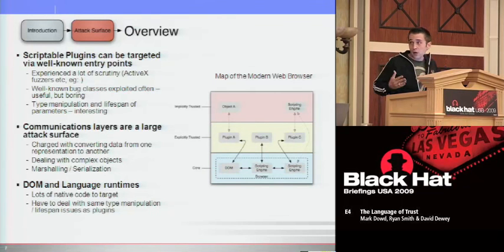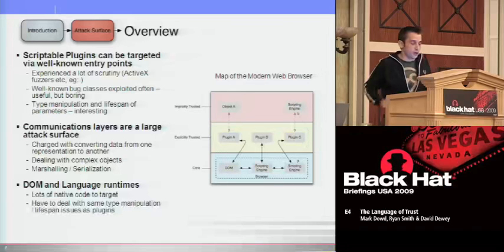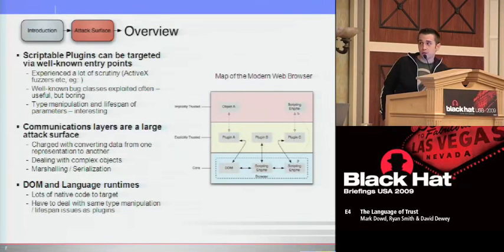So interoperability and communications, there's a really large attack surface, and it's incredibly difficult to program these things. They're charged with converting data from one representation to another, especially when two components that have disparate native representations of types need to communicate with a similar type. They also deal with complex objects and have to do marshalling and serialization, which is also very hard. With the DOM and language runtimes, there's also a lot of native code that can be targeted, and they have to deal with the same sort of lifespan issues.